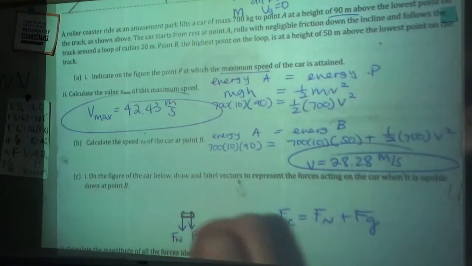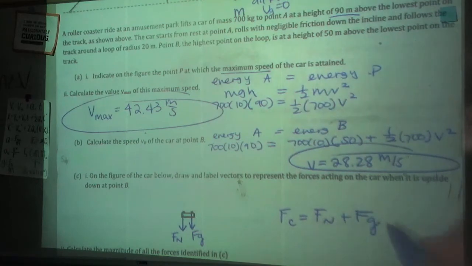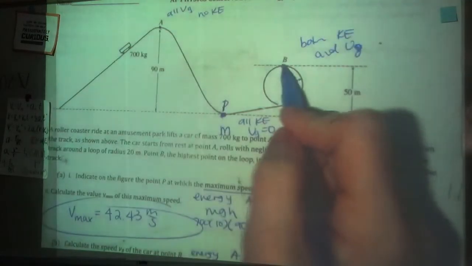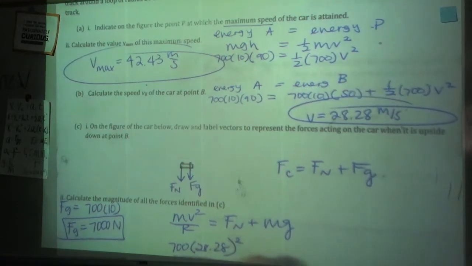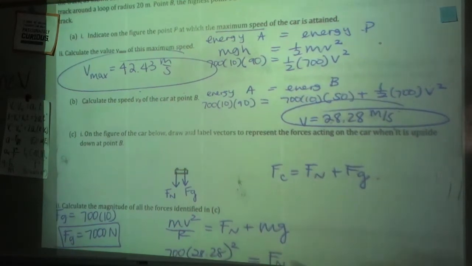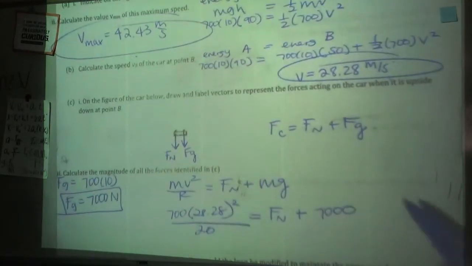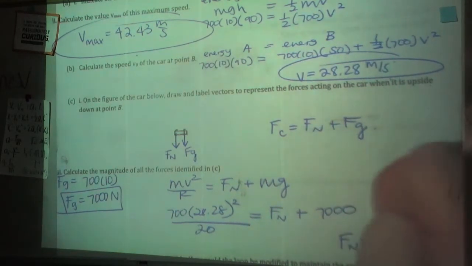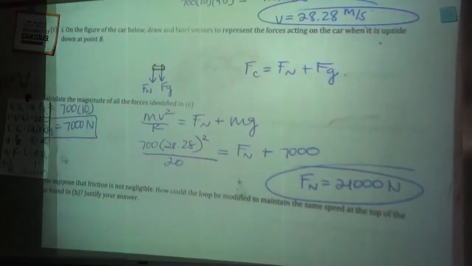Centripetal force is just mv squared over r, which is Fn plus mg, the Fg. And now we just plug in. Mass is 700. Velocity at this point, so we're looking for the normal force at this point, was 28.28 squared over the radius was 20 equals normal force, what I'm looking for, plus the mg, which I had already just found, is 7,000. Now pause while you guys solve for this. You should be getting 21,000 newtons.